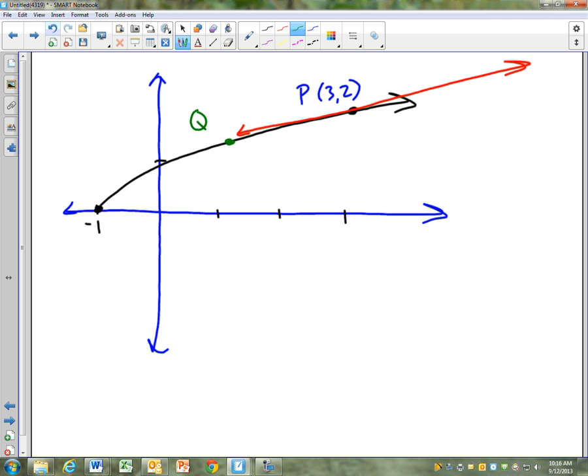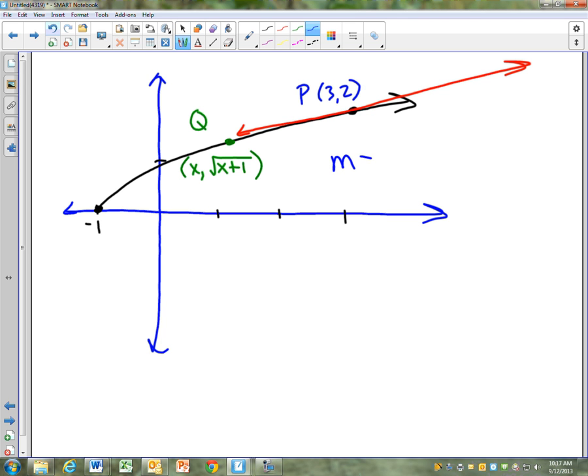True or false? The x value of Q changes. True. So I'm going to call the x value x. What do I get when I plug in the y value? Square root of x plus 1. Okay? So I have how many points now? 2 points. I have a point that constantly changes, but I do have 2 points here, okay? So let's write a formula for slope, okay?